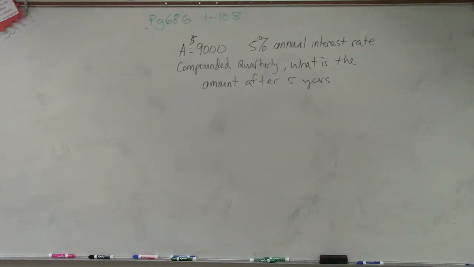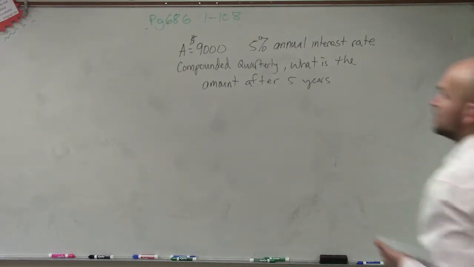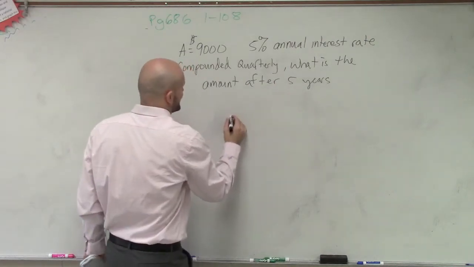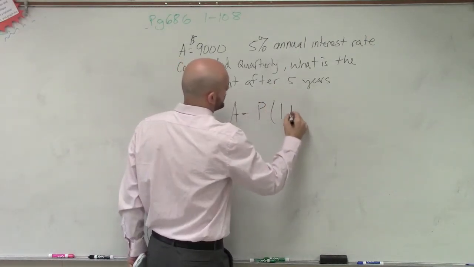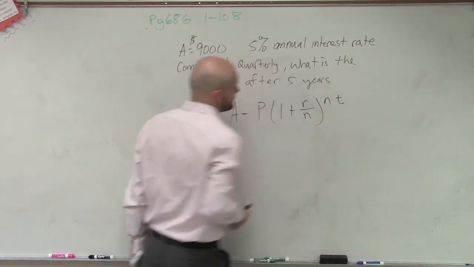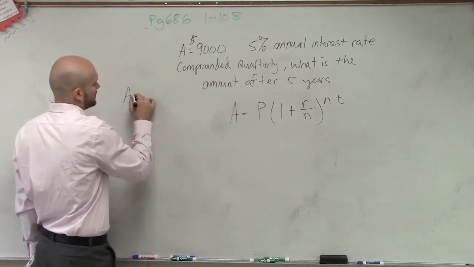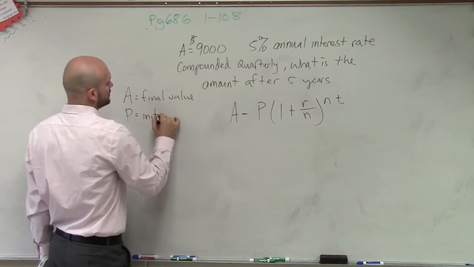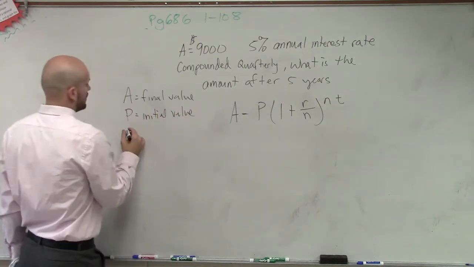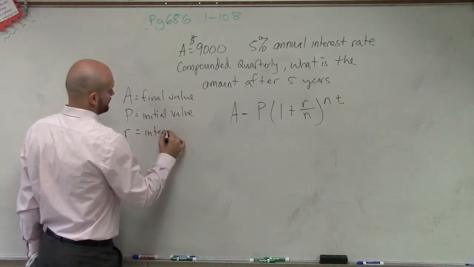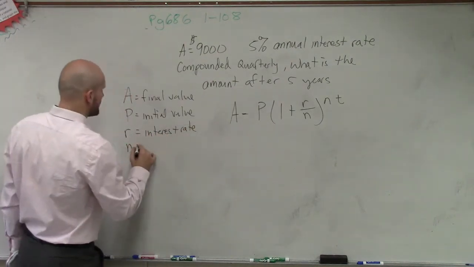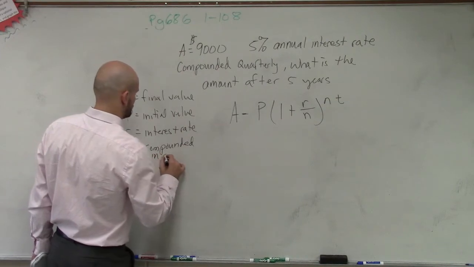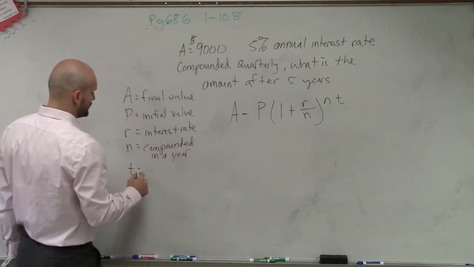Okay, so in this problem, ladies and gentlemen, you have to know how to apply our formula, which for logarithms I have provided for you, which states A equals P times (1 plus r over n) to the nt. Now remember, there's a couple things. A equals our final value. P represents our initial value. R represents our interest rate. N represents how many times it's compounded in a year. And t equals the number of years.